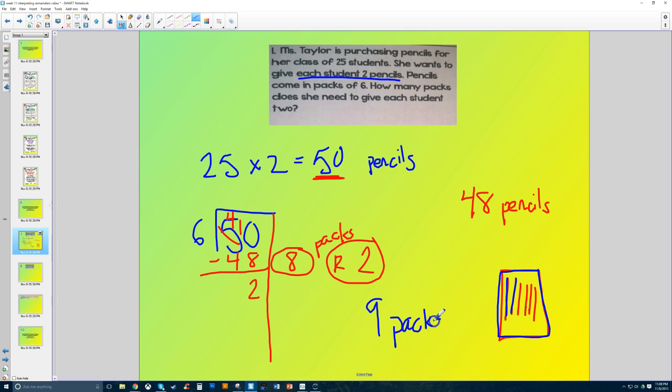Now, yes, buying 9 packs, she's going to get a lot more than 50 pencils. She's going to get 54 pencils, but that is enough pencils for 50 pencils. That will supply all of our students with 2 pencils each. Whereas only 8 packs would only get 48 pencils, and so not all students would get 2 pencils each.